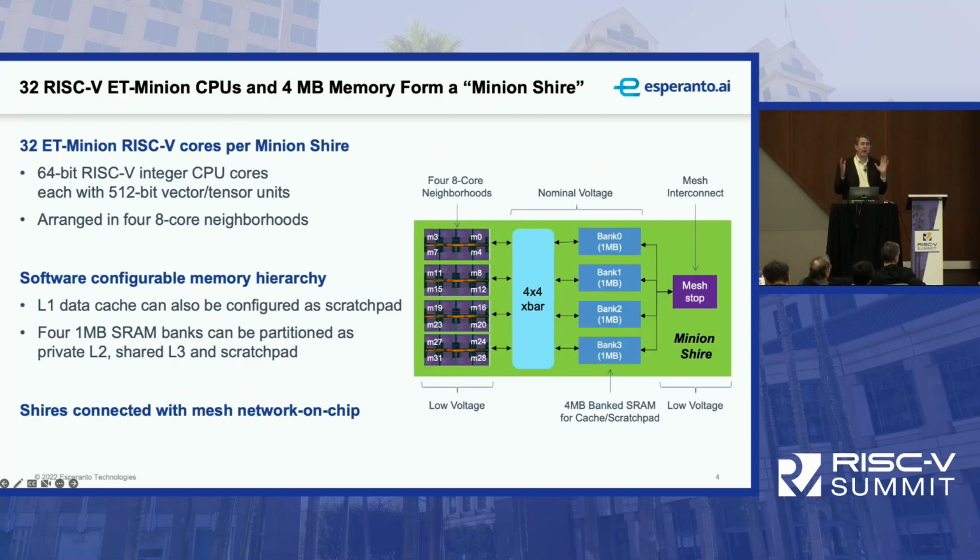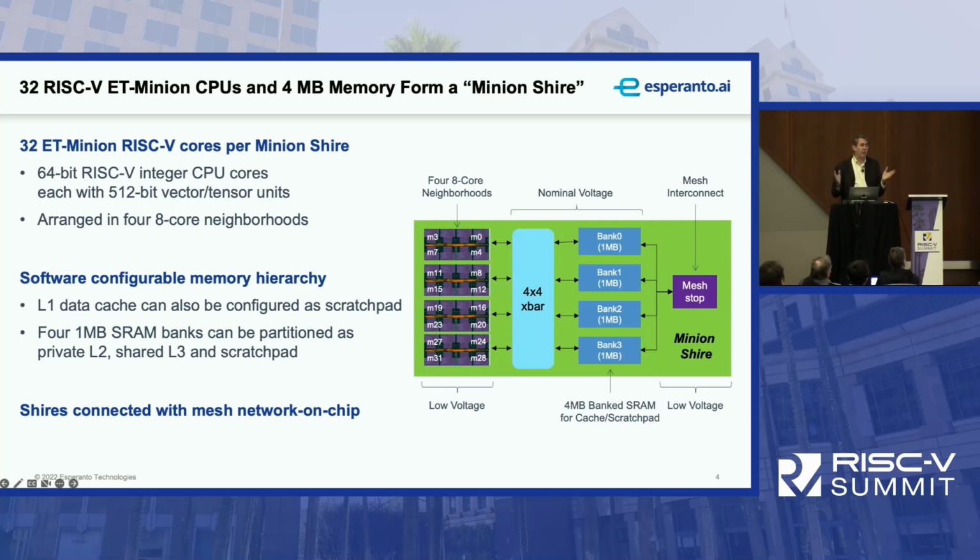So how do we put 1,000 cores on a chip? Well, let me just talk a little bit about the structure. We've had other talks where we've given more detail about exactly how this is put together. But one of the things we realized is you need to group things in particular kinds of clusters. So we call a particular cluster of CPUs a shire of CPUs. And we put 32 of our ET Minion cores in a shire, along with 4 megabytes of SRAM. So each of these Minion cores, again, is a full 64-bit RISC-V CPU core.